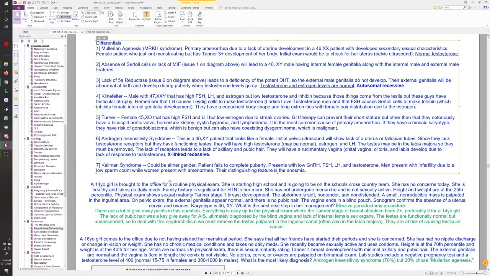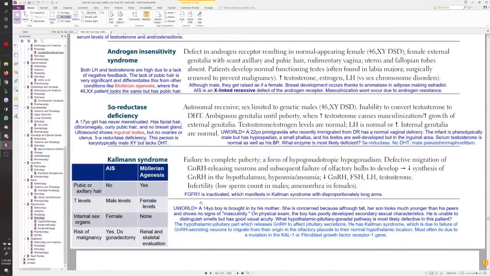Last one here, Kallmann syndrome, could be either gender, right? Patient fails to complete puberty, presents with low GnRH, FSH, LH, and testosterone. Men present with infertility due to a low sperm count, while women present with amenorrhea. Their distinguishing feature is the anosmia. That occurs because of neural crest cell issues. In Kallmann syndrome, FGFR1 is inactivated, which manifests with disproportionately long arms. That's another key feature they have.